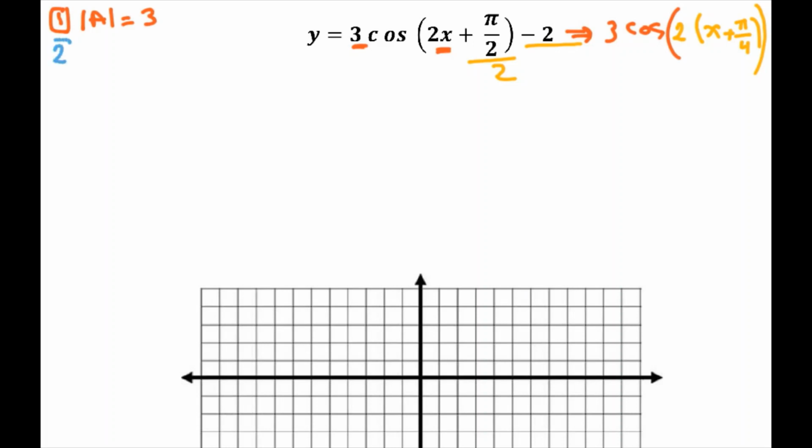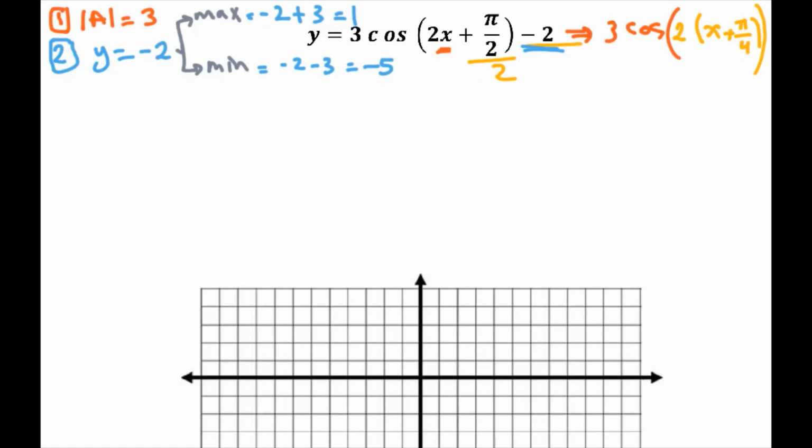Then we need to find number 2, the equation, which is y equal k. K is negative 2. From there, we can tell the max and the minimum, which is going to be equal y plus a, y minus a. So negative 2 plus the 3 is 1. Negative 2 minus 3 is negative 5. Okay. Then we're going to move on to find 3, the phase shift, which is h equal negative pi over 4. That's going to be my first angle, remember?